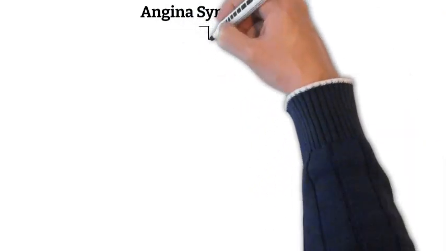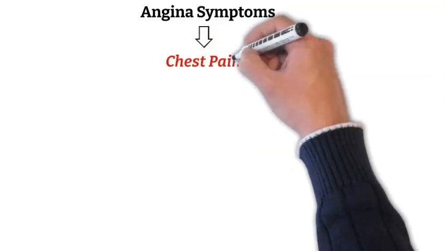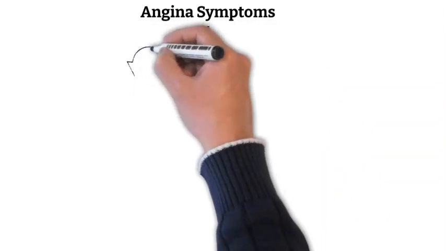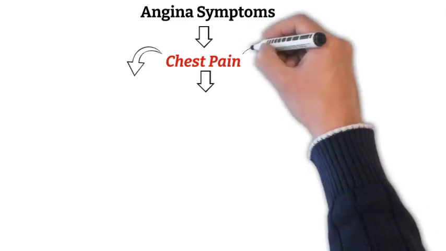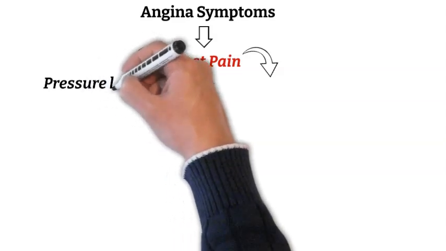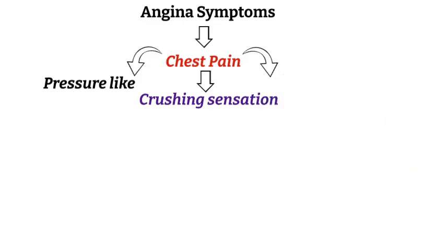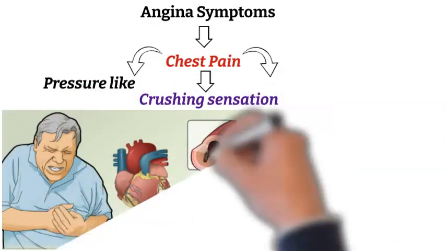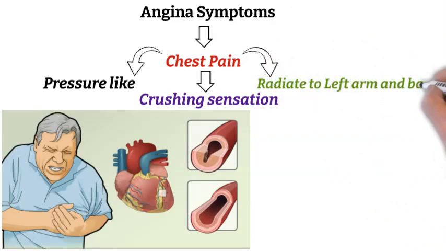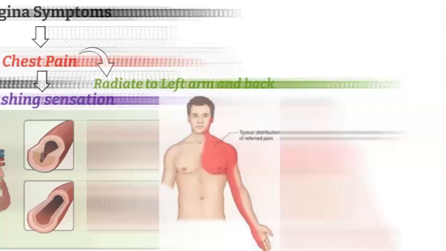Angina symptoms. What is the most common symptom that a patient with angina presents with? It's chest pain. I would like to divide this chest pain into three parts. Basically, I'm giving you the characteristics of the chest pain, which is the patient will present with pressure-like chest pain, or they will have a crushing sensation, like this picture. You can tell from his facial expression that it is crushing him, and it radiates. Usually, it radiates to the left arm and back.